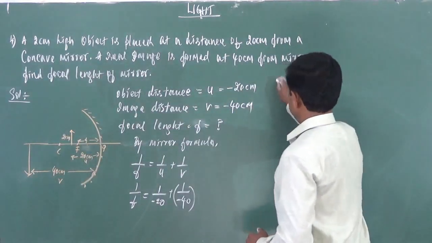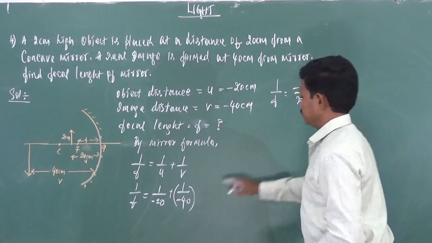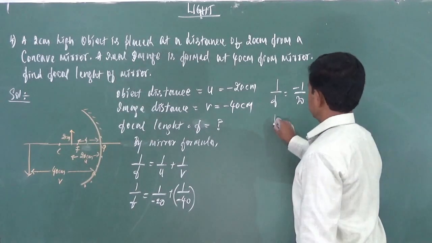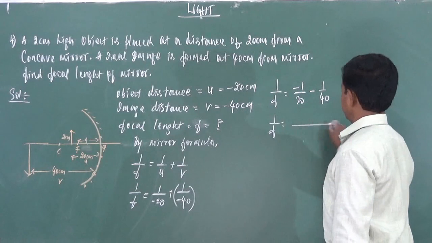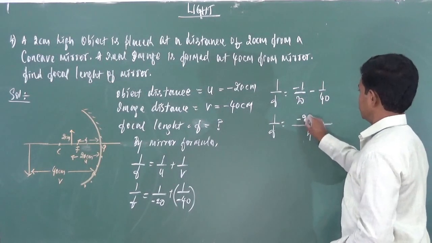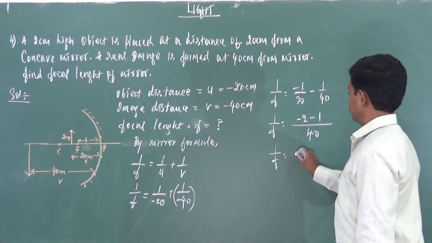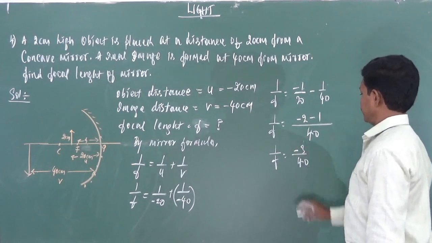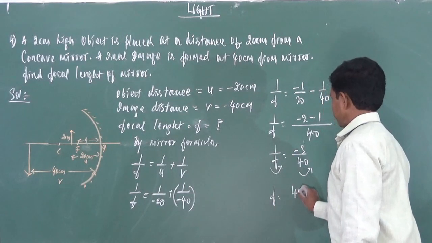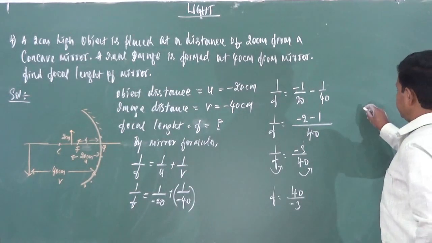So 1 by F is equal to minus 1 by 20, plus into minus, it is minus 1 by 40. The LCM of 20 and 40 is 40. 1 by minus 1 by 20, 20 into 2 is 40, that is minus 2, minus 1 by 40 into 1 is 1. So 1 by F is equal to minus 3 by 40. Let us take the reciprocals on both sides. So F is equal to 40 by minus 3. So let us divide 40 by 3.